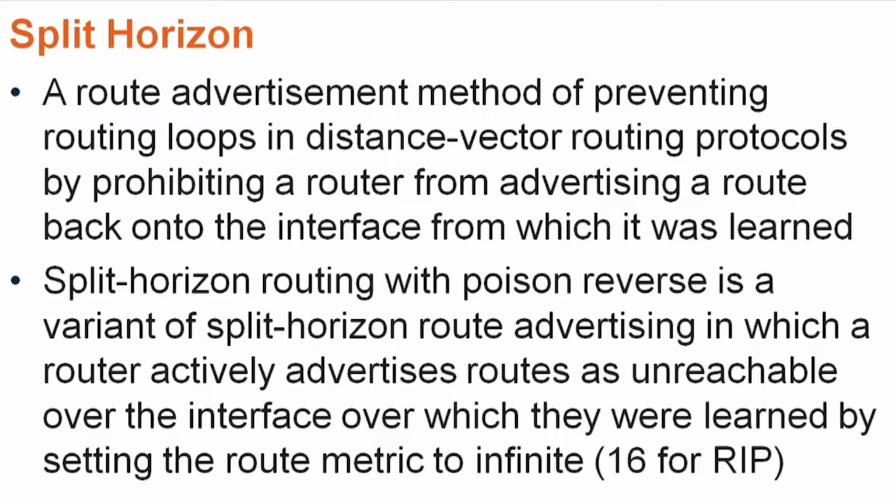prohibiting a router from advertising a route back onto the interface from which it was learned. So split horizon routing with poison reverse is a variant of split horizon route advertising in which a router actively advertises routes as unreachable. Instead of just preventing them, it actually advertises them as unreachable over the interface over which they were learned by setting the route metric to infinite. So 16 for RIP. So it's just a fact, just memorize them.